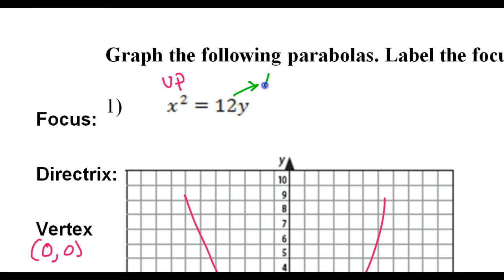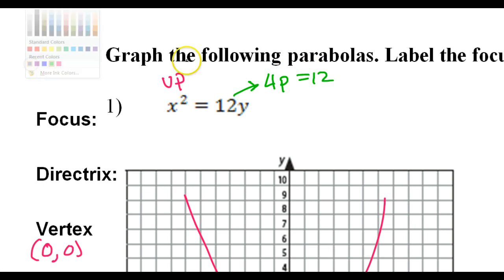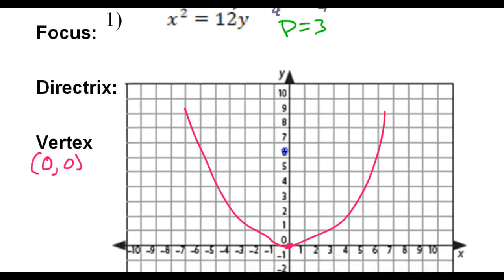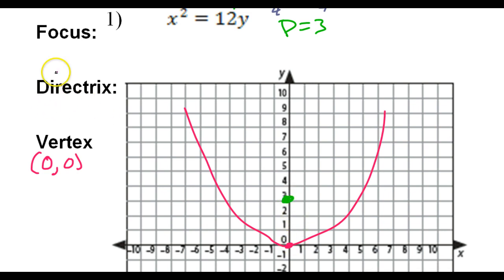So see that 12? That tells us that 4p is equal to 12. If I were to take this and divide both sides by 4, that's going to give me that p is equal to 3. That means I'm going to go 3 up from the vertex. So here's my vertex, 1, 2, 3. So that means this is my focus. That's the point 0, 3.